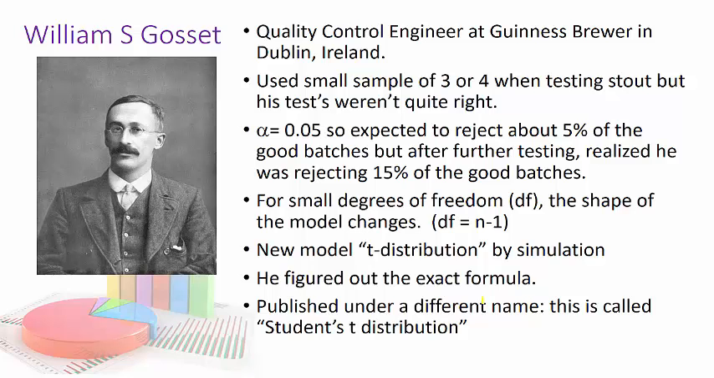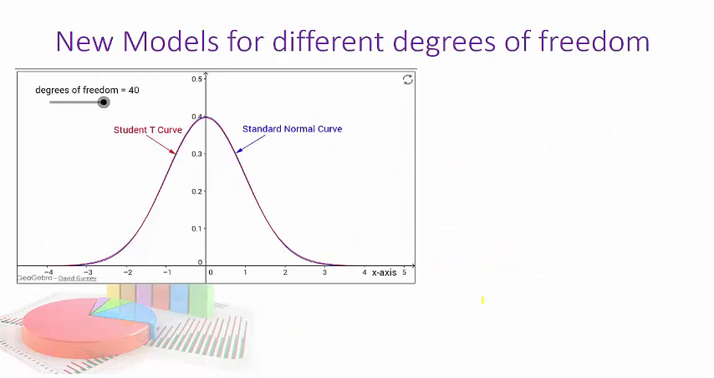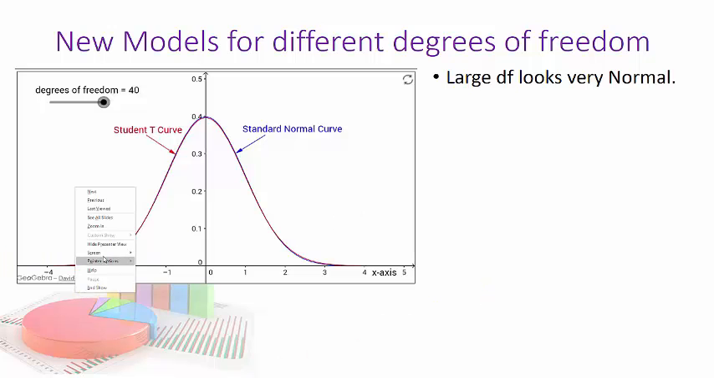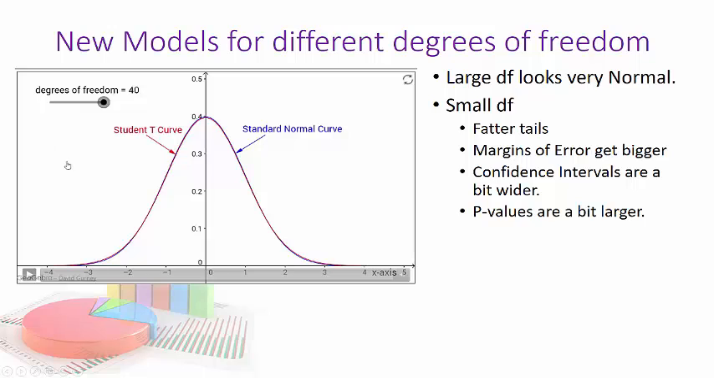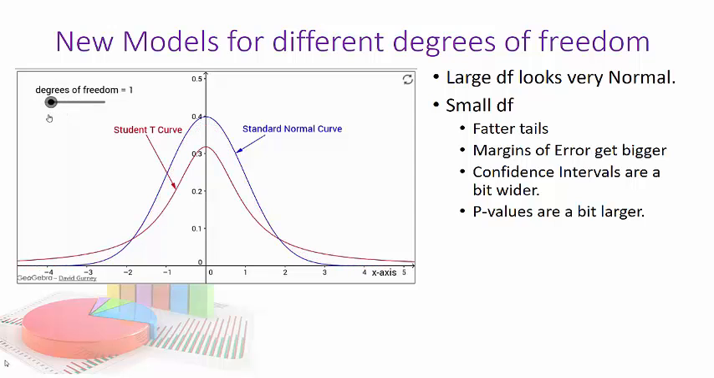So what did these different distributions look like? Well, when n was very large, remember we said that it looks very normal. So when we have 40, it's fine. But when we start playing with the degrees of freedom, he actually had to calculate all these different curves. So he did different degrees of freedom. Remember, degrees of freedom is n minus 1. So it's your sample size minus 1.